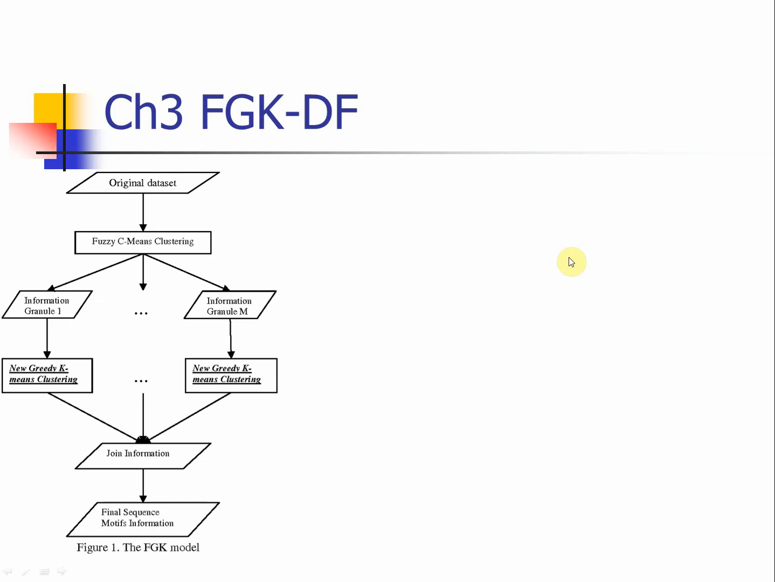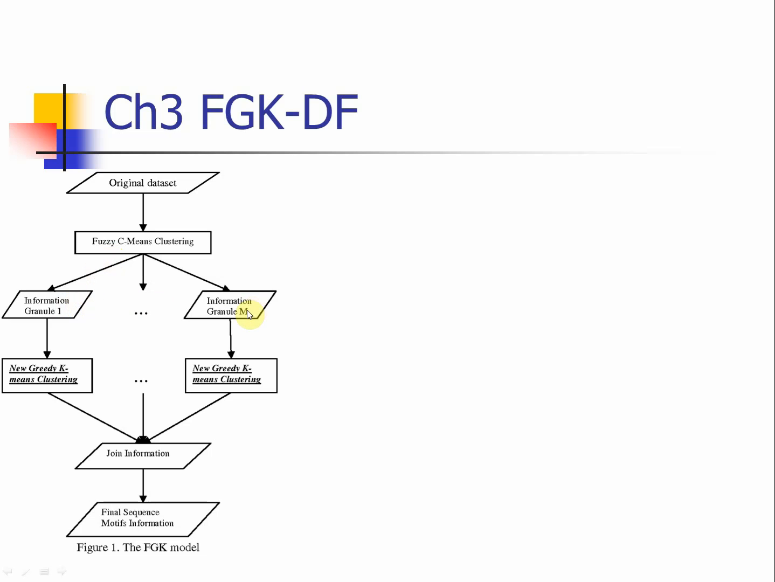Since we understand how we use the FGK model to generate or produce protein sequence motifs, it is time for us to see how we use those motifs to predict the protein local tertiary structure. So if we take a look at the original FGK model, the original data set is going to be used by fuzzy sequence clustering to softly cut into 10 information granules.